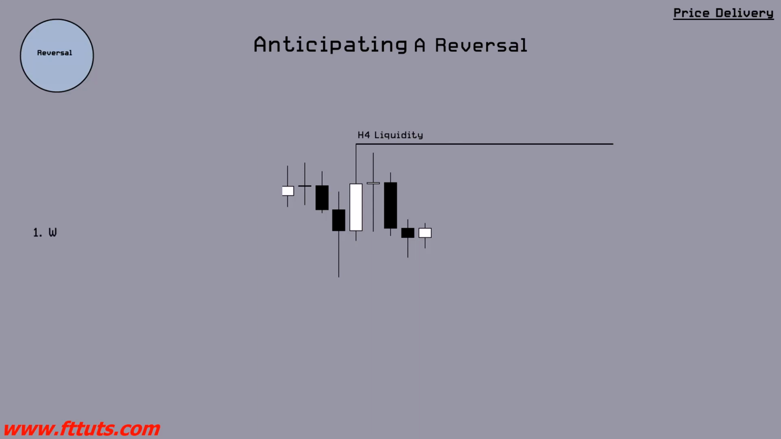Question number 1, where's price likely to go? So in this example, we can assume that price is in a downtrend. So the answer to this question is, price is likely to move lower, because we are in a downtrend.